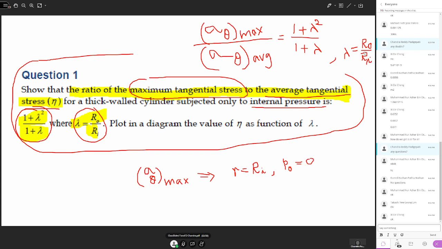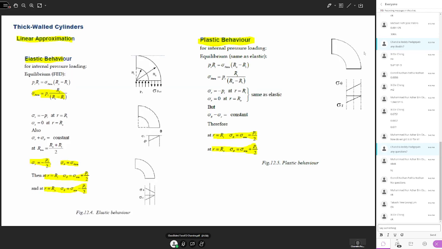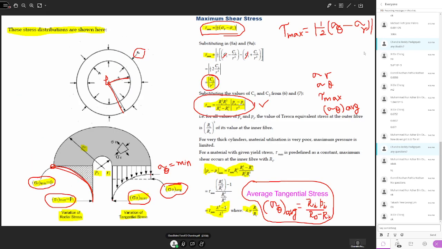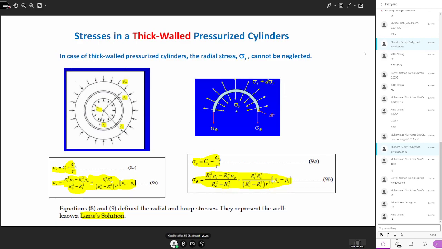So the maximum tangential stress always occurs at the inner radius and when the outer pressure is zero. So we use these two conditions. The maximum tangential stress occurs at the inner radius and when the outside pressure is zero, then we know the formula for sigma theta. We have seen it on the first slide. This is the formula for sigma theta.